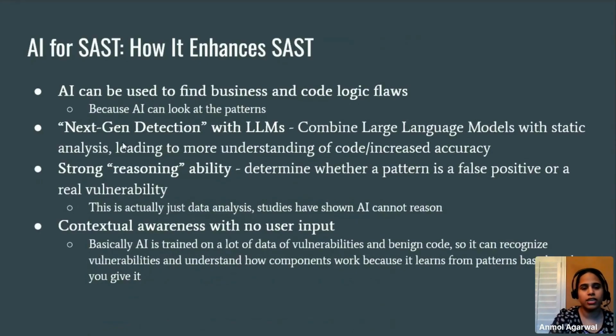Then the second thing they say is something they call next gen detection with LLMs. Combine large language models with static analysis, leading to more understanding of code and increased accuracy. So again, next gen detection, that's for marketing.